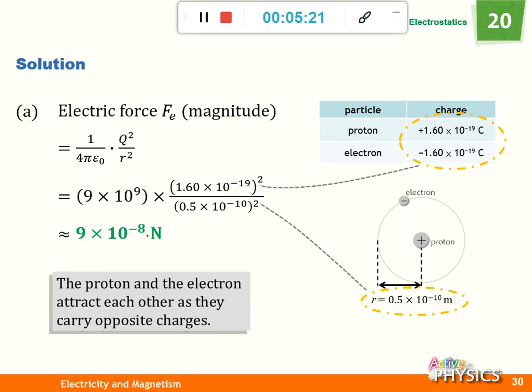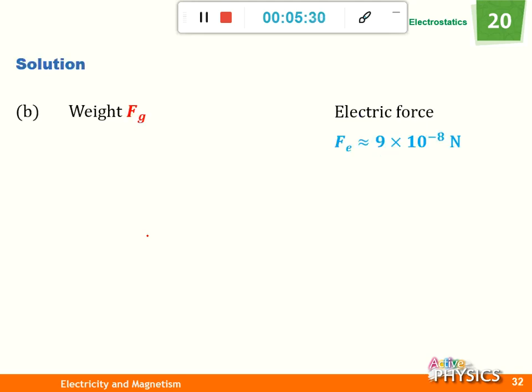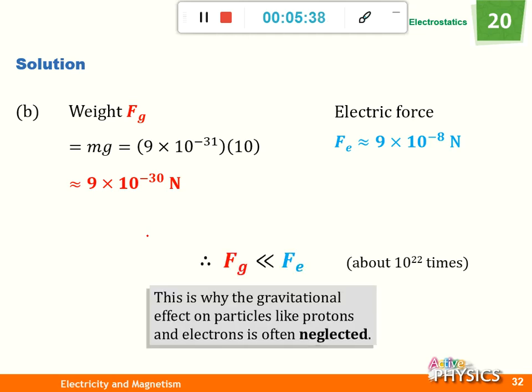Okay. Part B. How about the weight? We use g is 10 instead of 9.81. mg, okay, is 10 to the power negative 30. So compare it. The electric force is very large compared with the gravitational force.